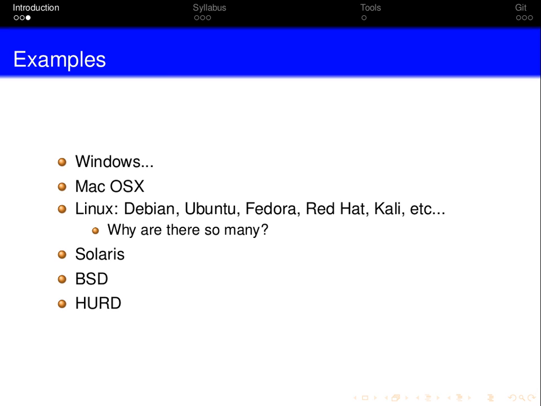All right, examples. Obviously, Windows and Mac are the two big ones. Debian, Linux has a lot of different flavors. Well, why are there so many different flavors here, and why are they usually considered a different operating system? That's my question.